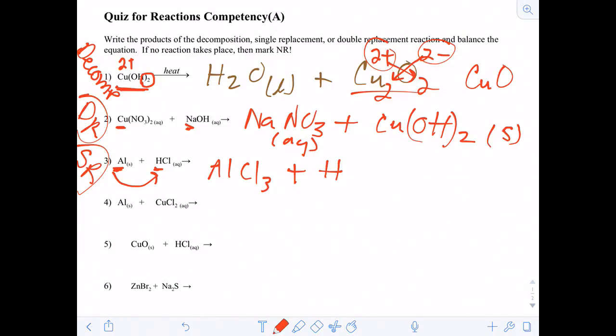Hydrogen gets kicked off. It's by itself, but hydrogen exists as a diatom. It will bond to itself as it leaves. So you get H2 gas. Is that explosive? Yes.